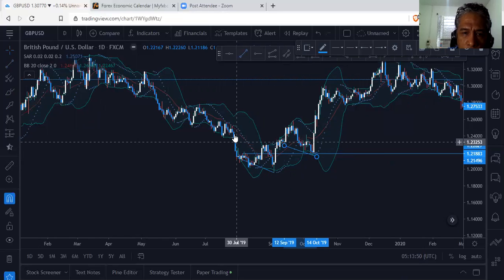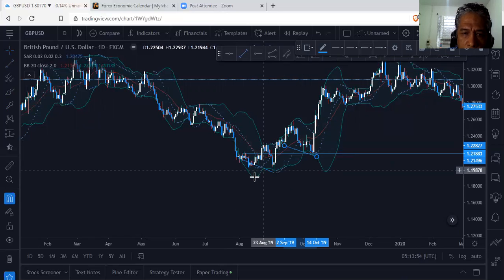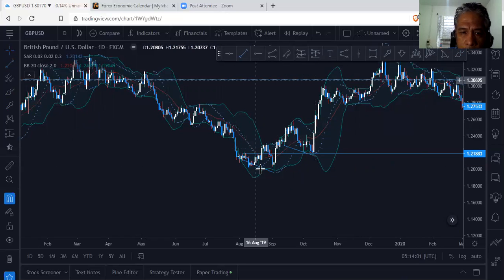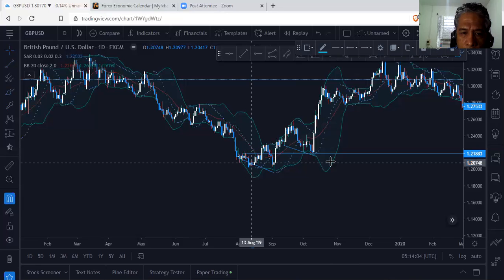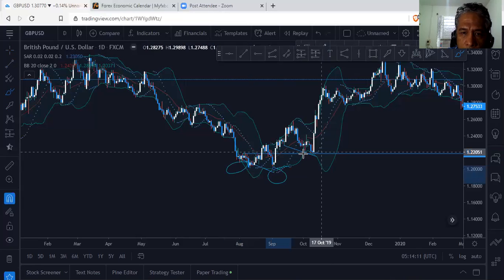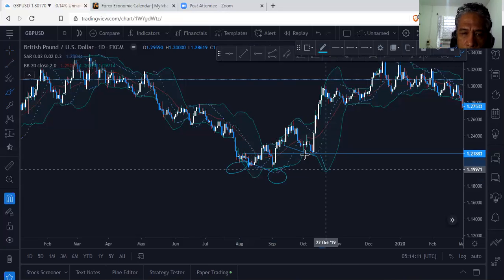So we can see here there is a W pattern, right? Head and shoulder, head, all right. This is the left shoulder. This is the head. So this is a squeeze.